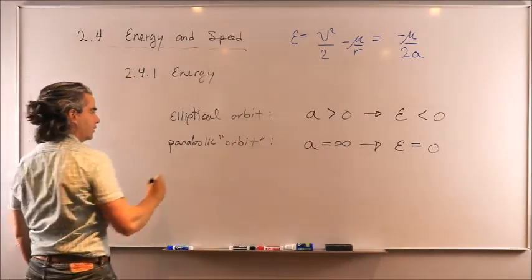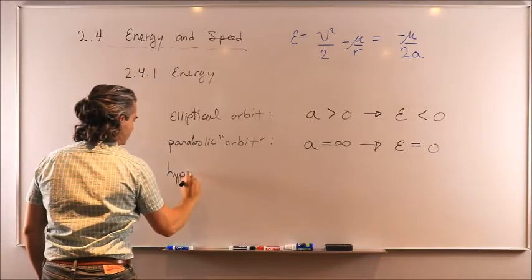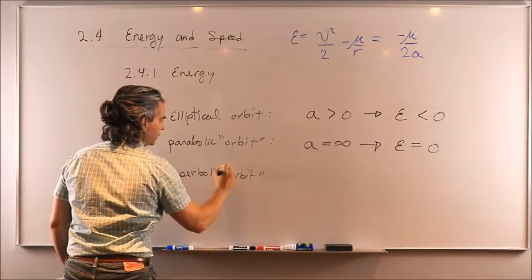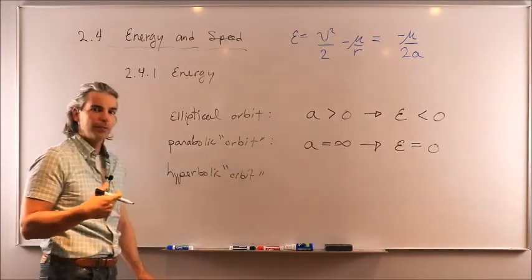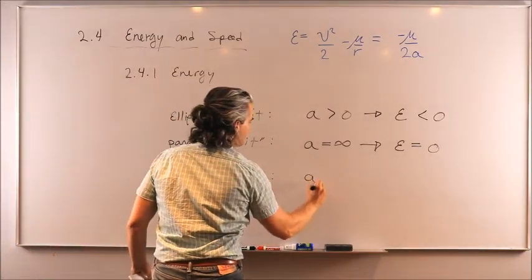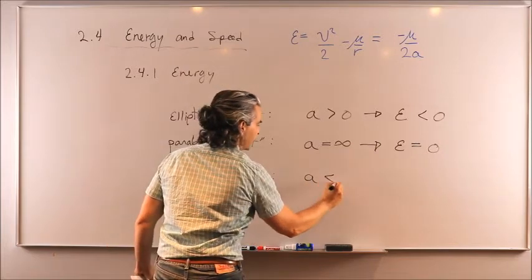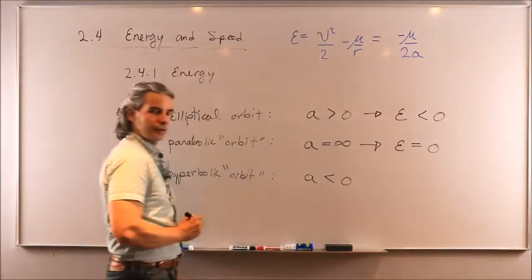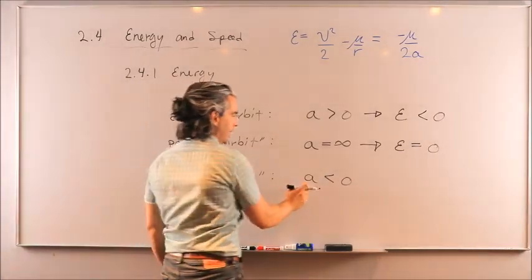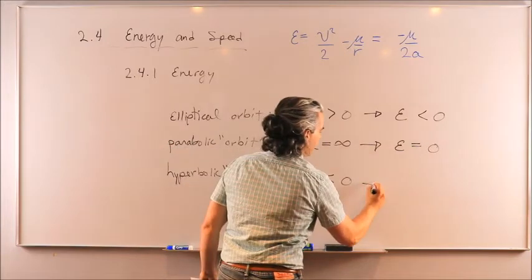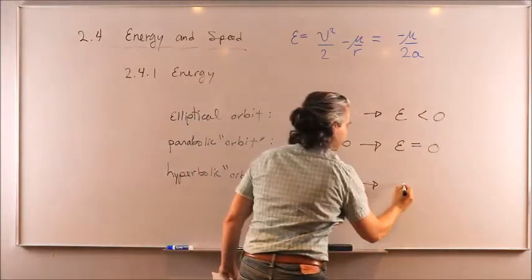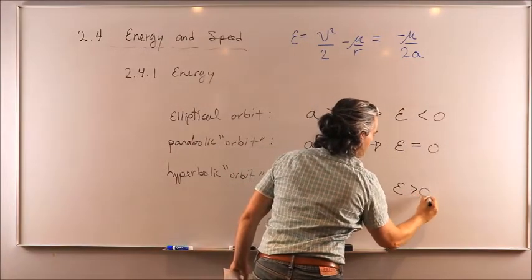And the third case we're going to look at is a hyperbolic orbit. And again, orbit in quotation marks, because it's not truly an orbit, but rather a trajectory. In that case, we have our semi-major axis, which now becomes negative. Again, this is just a geometrical property of a hyperbola. That quantity is a negative number. Plug this back into our new expression for the orbital energy, and you'll get that the orbital energy is now positive.